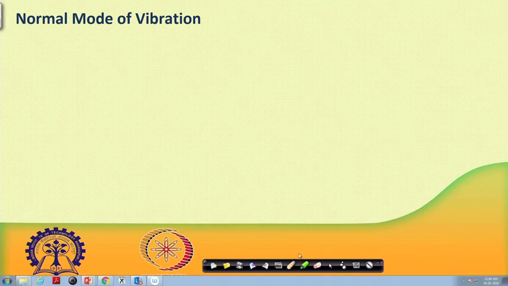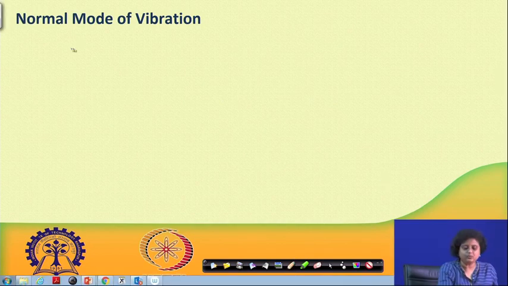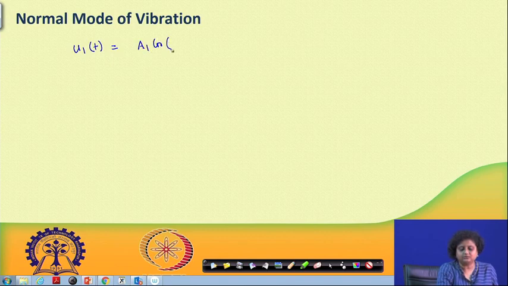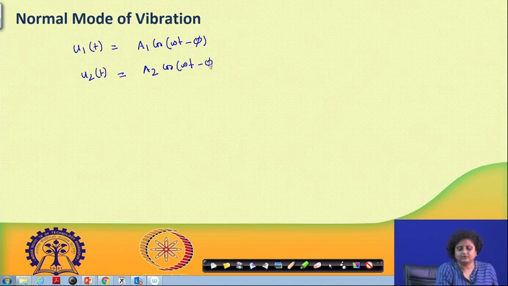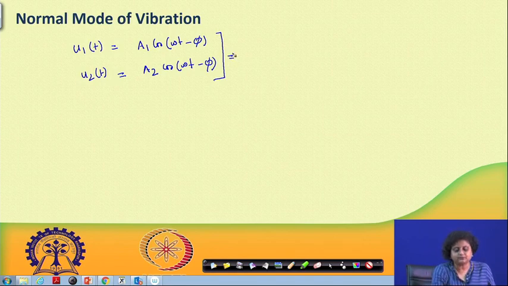Okay. So, in the last lecture, we have seen that u1(t) equals a1 cos(omega t minus phi) and u2(t) equals a2 cos(omega t minus phi). These two assumed solutions satisfy the criteria of synchronous motion under normal mode of vibration.